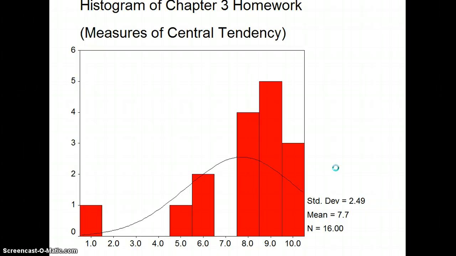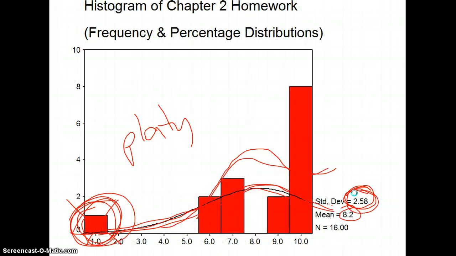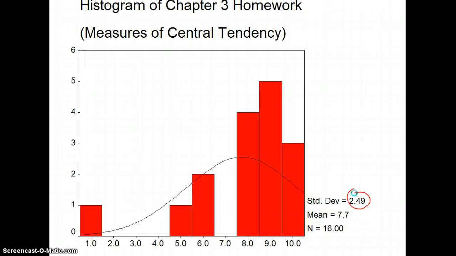Finally, our Chapter 3 homework. Well, let's compare our standard deviations. 2.58 is 2.49 now. We have a little bit tighter distribution.